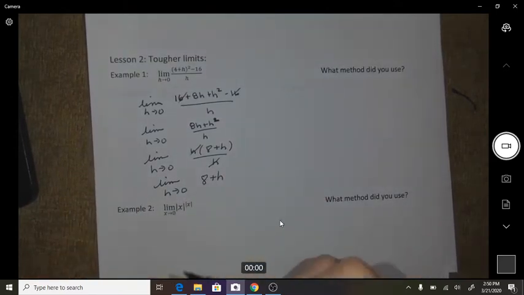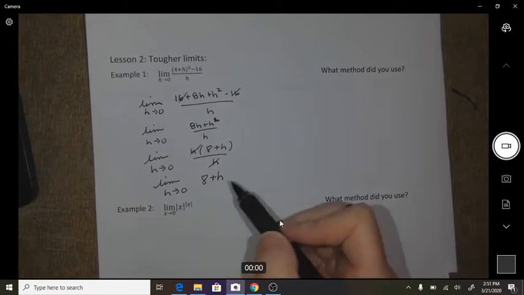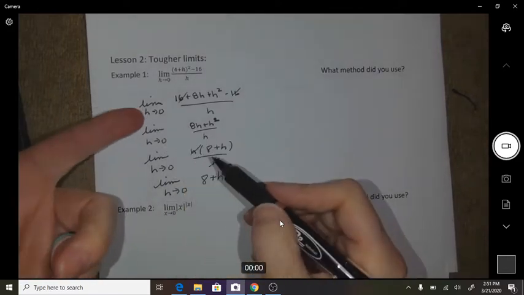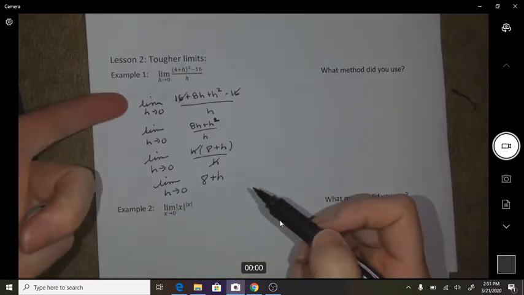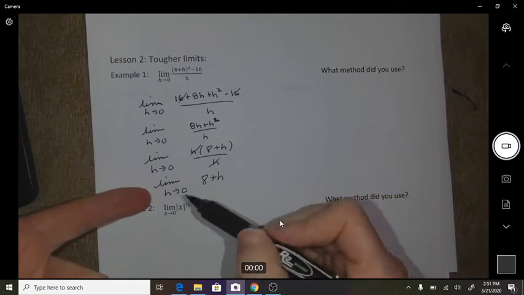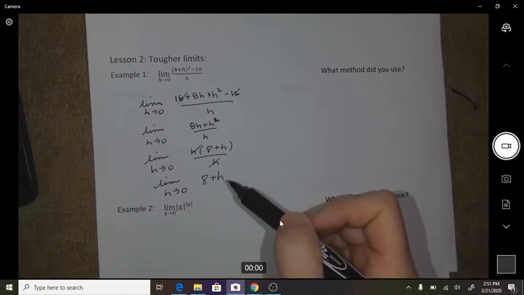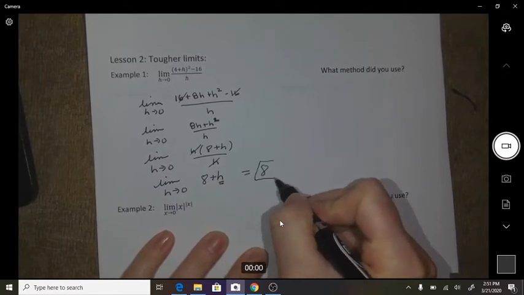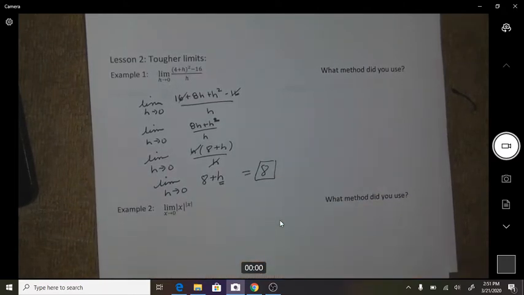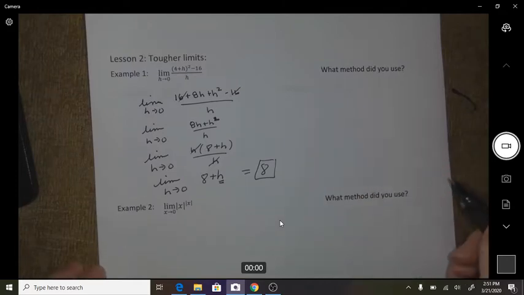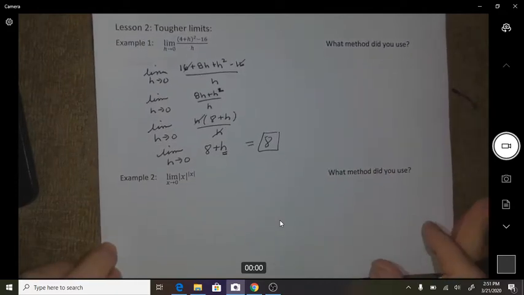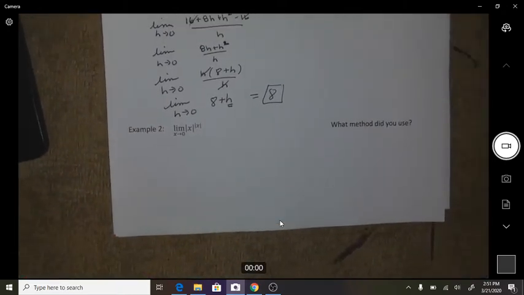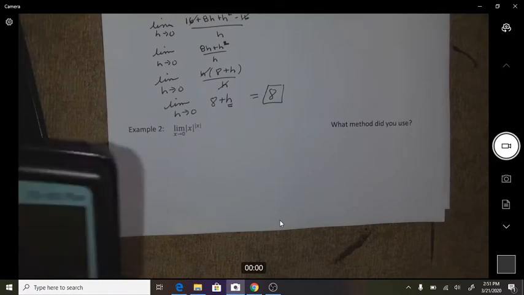Okay, at this point I can officially plug that 0 in for that h, so I don't need to write the limit in front anymore. Okay, you have to keep this limit in front the whole time to this point because you haven't substituted that 0 in. So if this was 0, we would approach 8. Okay, so that was eliminate the problem. That was our method.